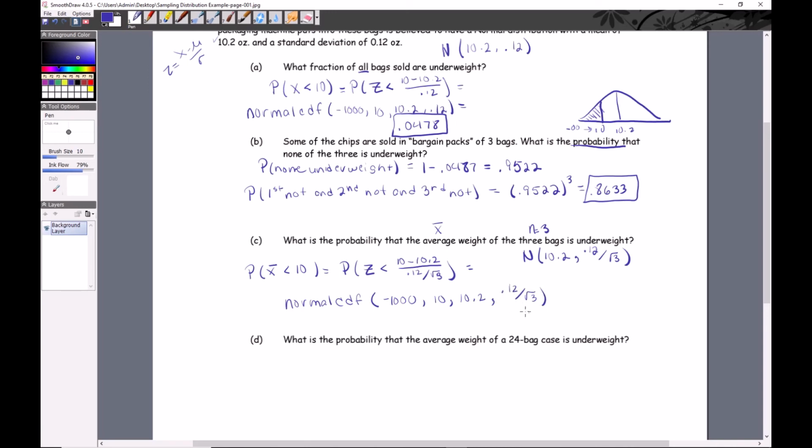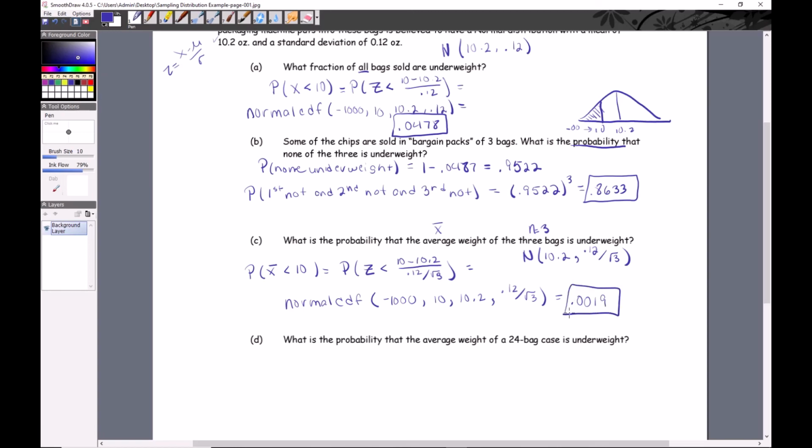You can get an approximation for this, or you can put it in your calculator exactly the way it's written. It should be a lot smaller than the probability of an individual bag being underweight, since it's relatively rare that one bag is underweight, only 5% of the time. An average for 3 should be rarer still. So this should be 0.0019.